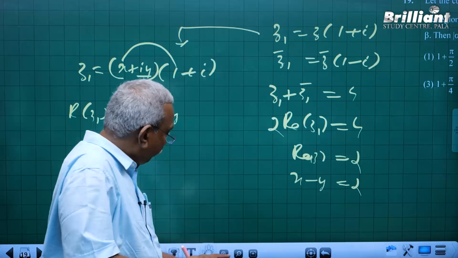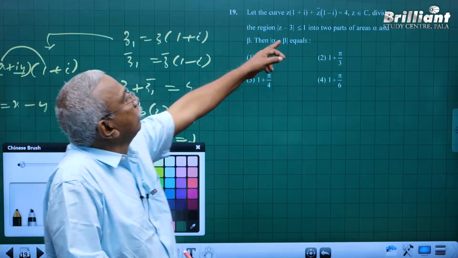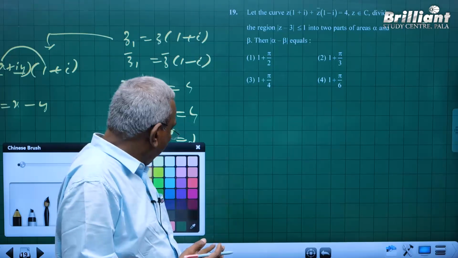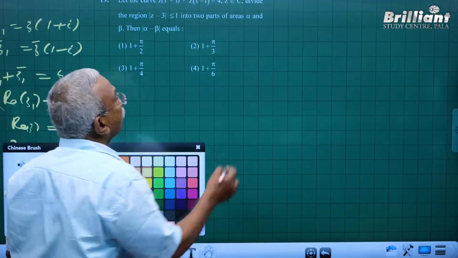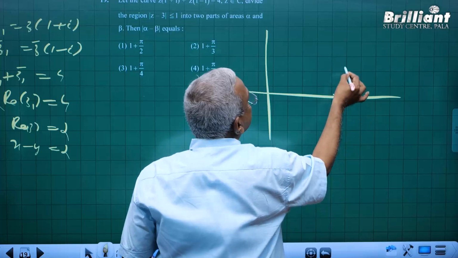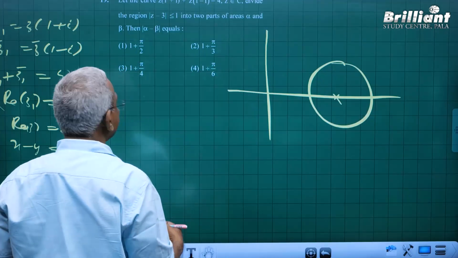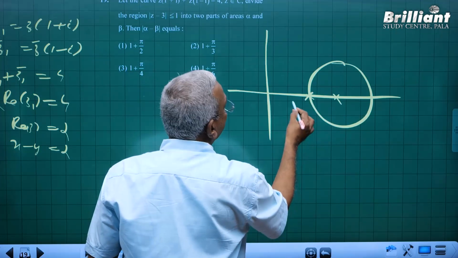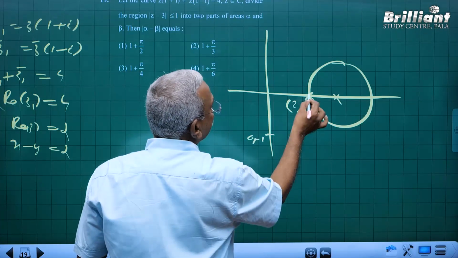It's a straight line. Now what about mod z minus 3 less than 1? It's a circle whose radius is 1 unit. Then it is subdivided into 2 regions and you want to find the area of the region. So we can do the situation graphically. This is a circle whose center is at 3 and radius is 1 unit. And y is x minus 2. What is this point? This point is (2, 0), which is also a point on the circle. And here it is 0, minus 2. So this is the line.